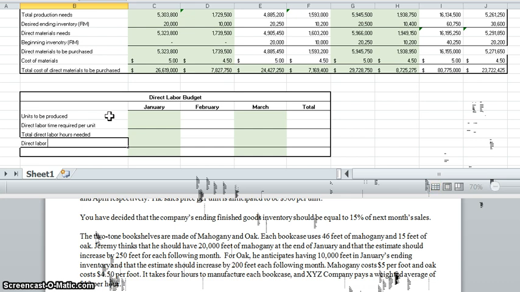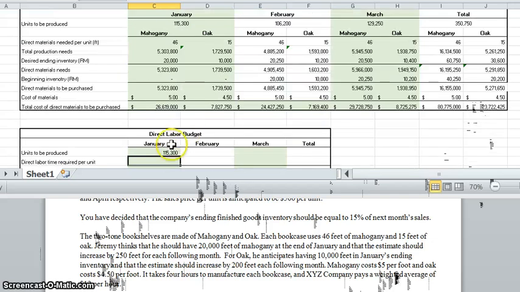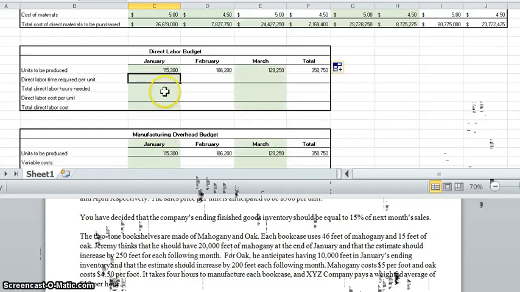Then we will need to know the direct labor cost per unit. And then that will give us the total direct labor cost. So units to be produced, again, is going to be pulled from our production budget. So I'm going to actually pull that all the way through from up above. You'll notice those numbers should be very familiar.